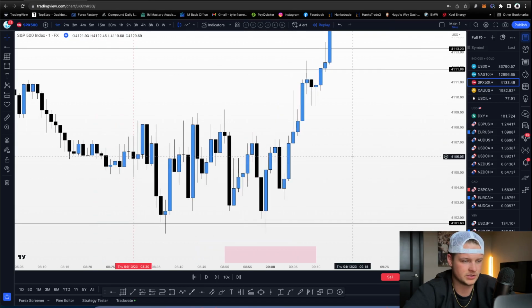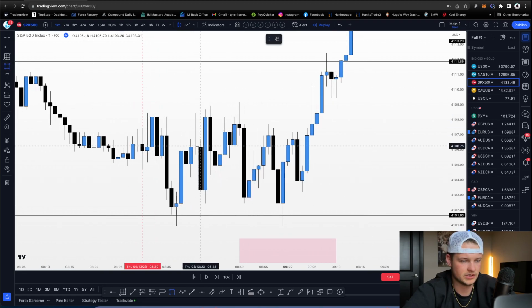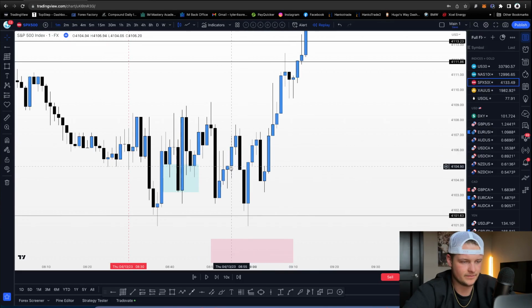And where do we see a fair value gap? On the 1 minute time frame, do we see any bullish fair value gaps? We see a couple. We see one right here. One fair value gap right here. So this could have been your entry right here instead of up here. We see another fair value gap right here, which means your entry could have been here also instead of up here.